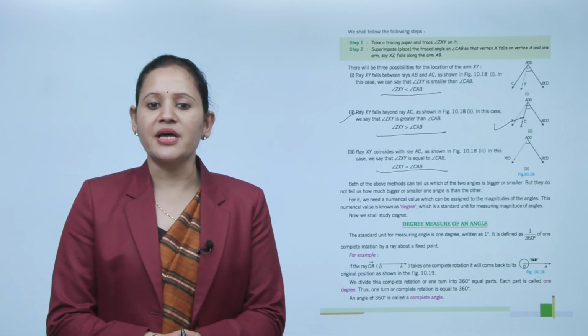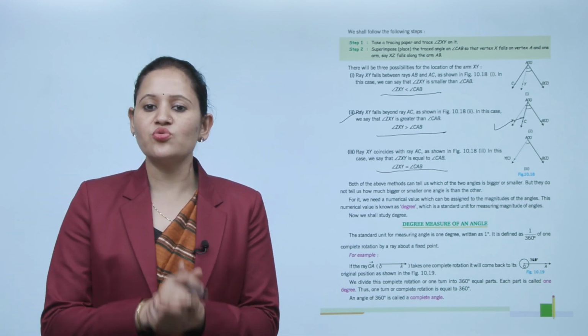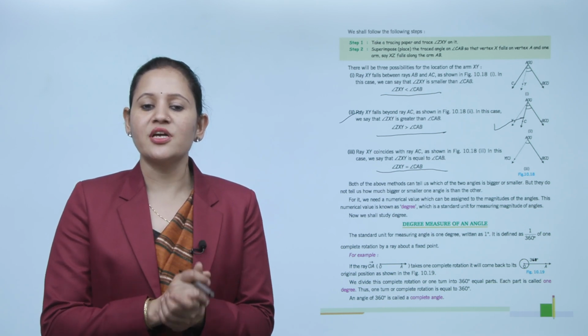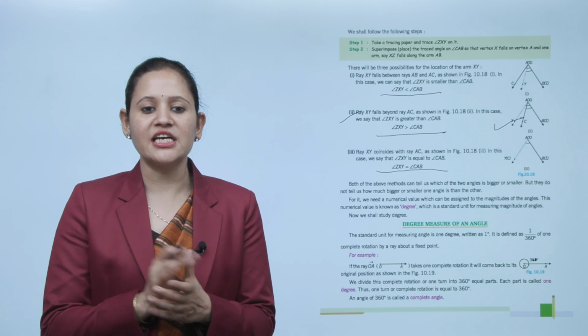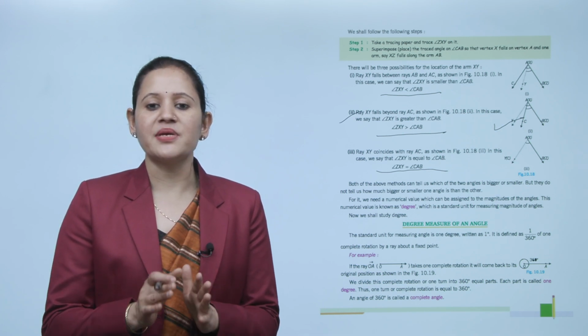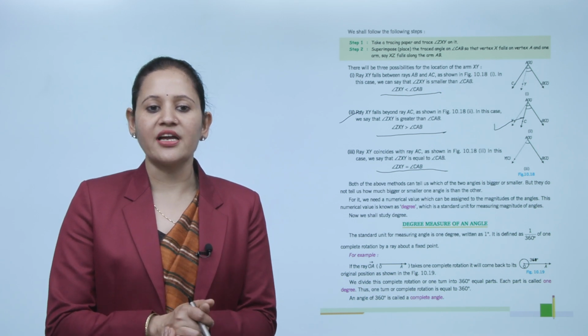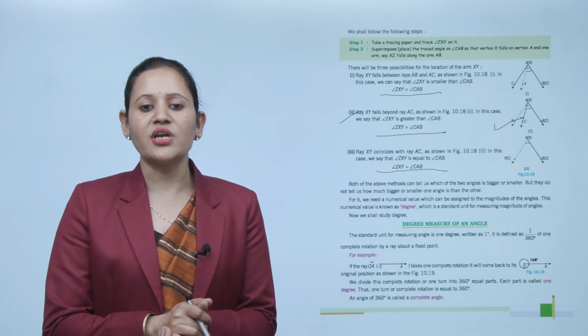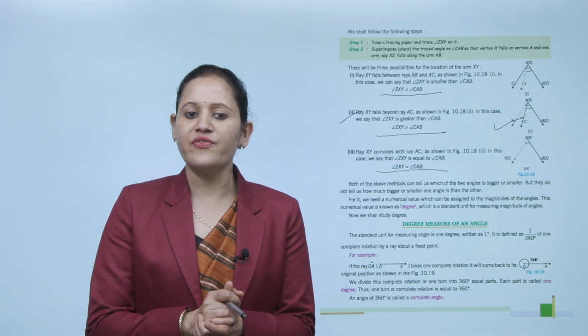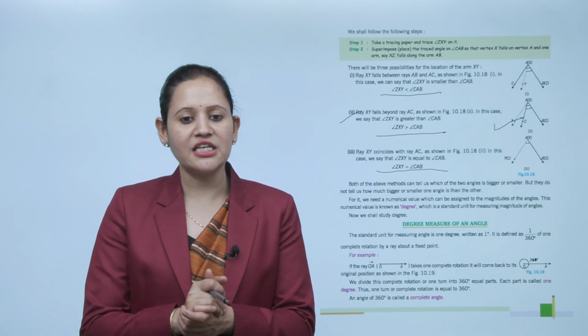So, both the above methods can tell us which of the two angles is bigger or smaller, but they do not tell us how much bigger or smaller one angle is than another. For that, we need a numerical value which can be assigned to the magnitude of the angle. This numerical value is known as the degree, which is the standard unit for measuring the magnitude of an angle. Now we shall study degree.